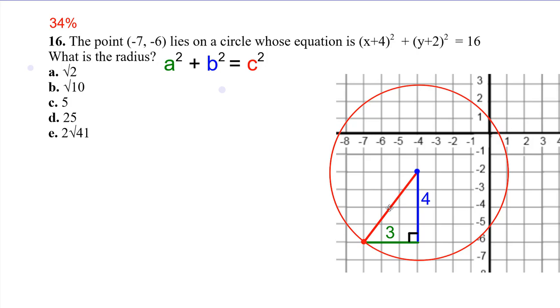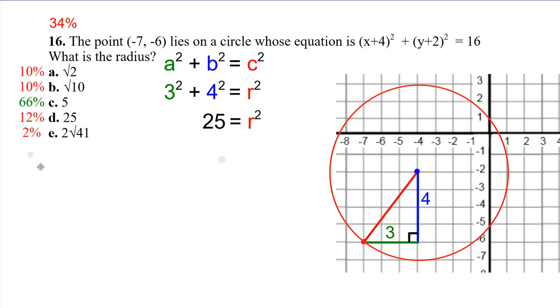Then if we go from the center to any point on the circle, it's going to have a length of the radius. So we just use the Pythagorean theorem. So we're going down 4 and over 5. So plug that into your Pythagorean theorem. It's, of course, a Pythagorean triple, which would be 5. So our radius would be 5. So the answer is C as in Charlie. Looks like most of you guys got that right.